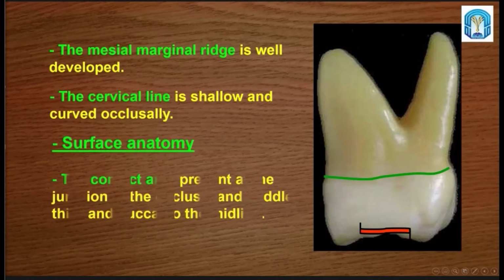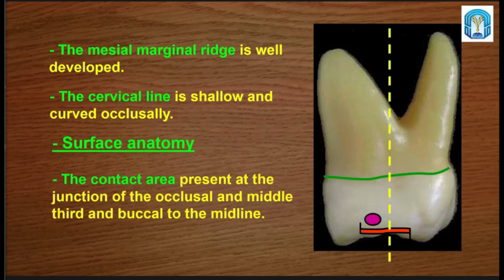The surface anatomy: the contact area is present at the junction of the occlusal, you see here. This is the occlusal one third. This is the middle third. This is the cervical one third. We have divided, and this yellow line divides the tooth into buccal half and lingual half.